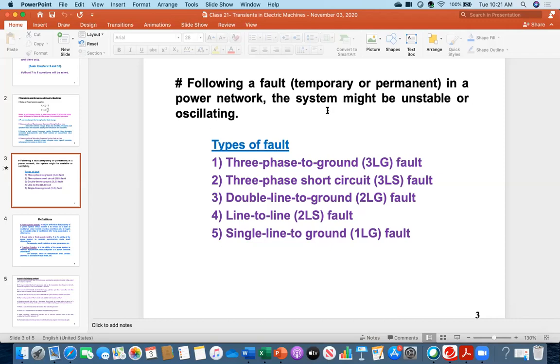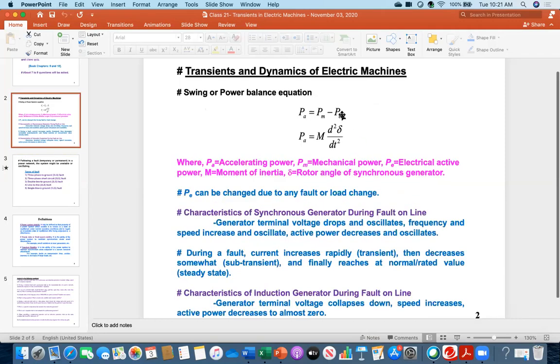In this case, the synchronous generator, the power generator, might be unstable or oscillating. As I said, because of this, your P value will be changed, and that may cause either acceleration or deceleration. Consequently, the synchronous generator might be oscillating and even might be unstable. It may not come back. Ultimately, the system will shut down.